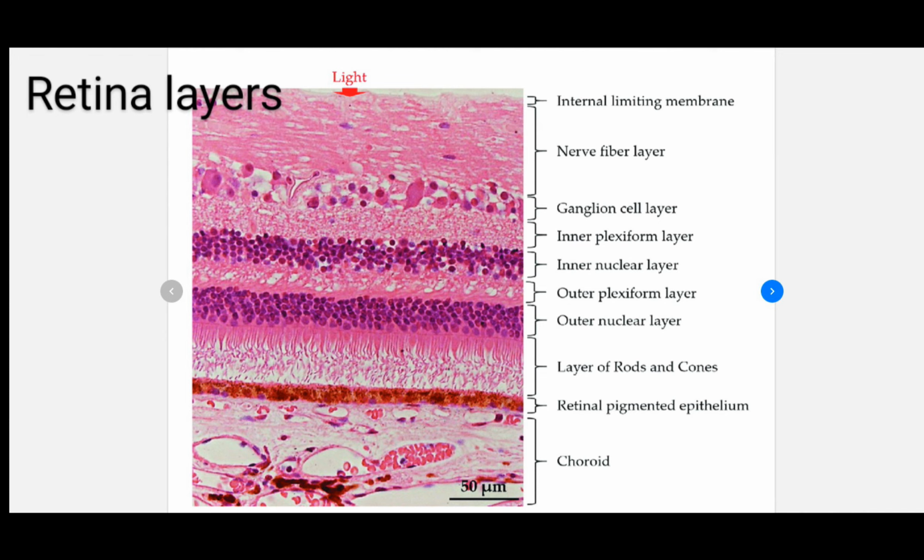And ganglion cells are linked to the inside. So ganglion cells will be in the inner layer, and rods and cones are related to the outside layers.